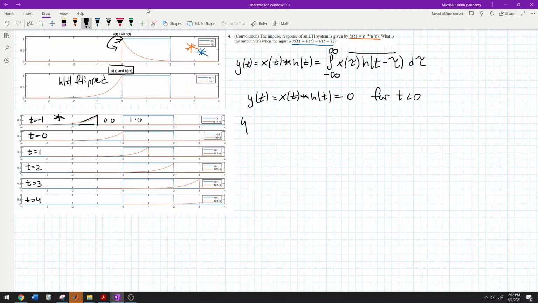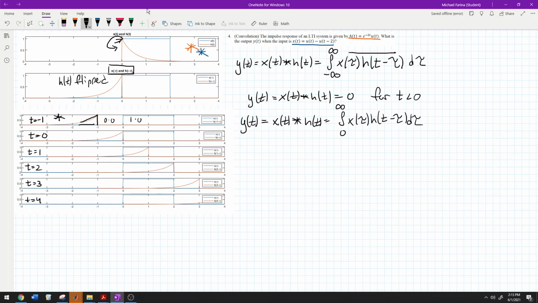So now what we're left with is finding out what happens after t equals 0. And that's going to be equal to the integral from 0 to infinity of x of tau times h of t minus tau d tau. And let's come back over here to our graphs on the left. Well, we have two different interactions. We have two different integrals that we now need to break this into.